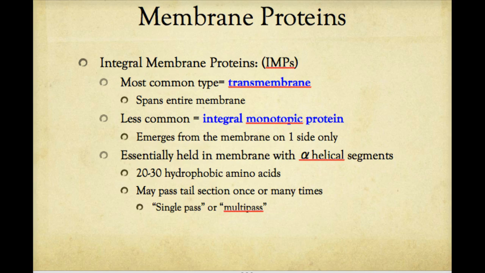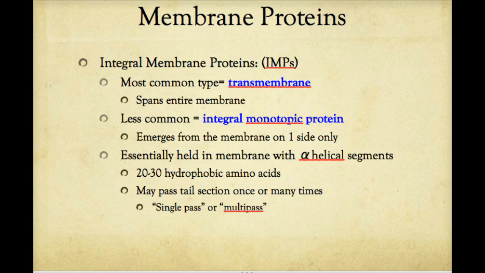Less commonly, you can see what are called integral monotopic proteins. And these are proteins that pass through the membrane, but only one monolayer. So they go through one monolayer only, and they emerge from the membrane, therefore, on only one side.